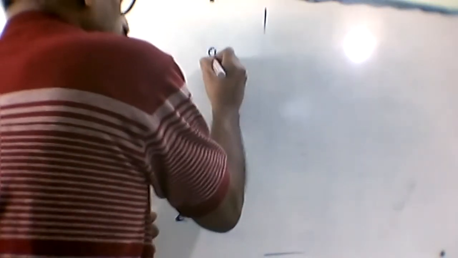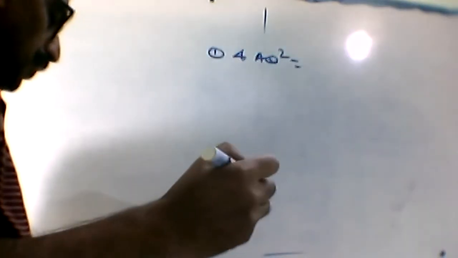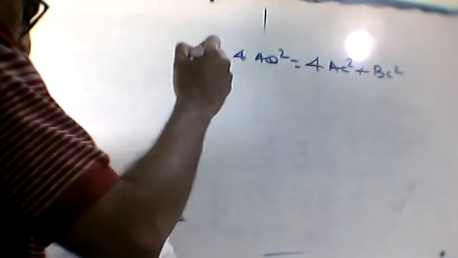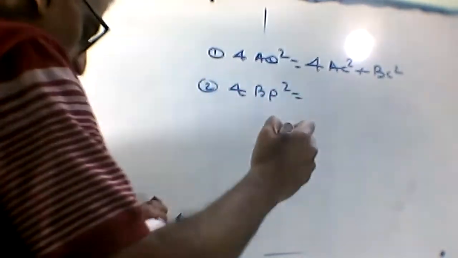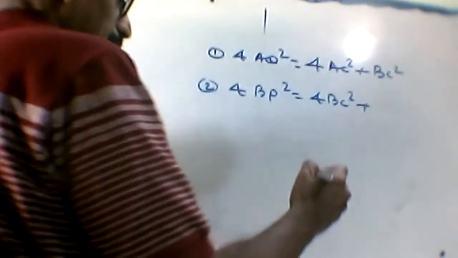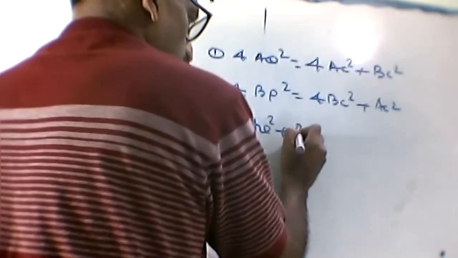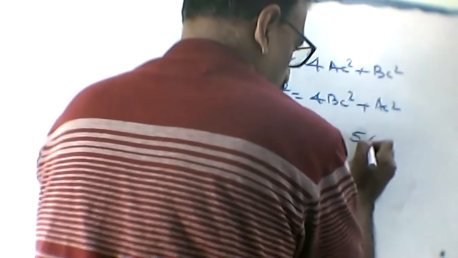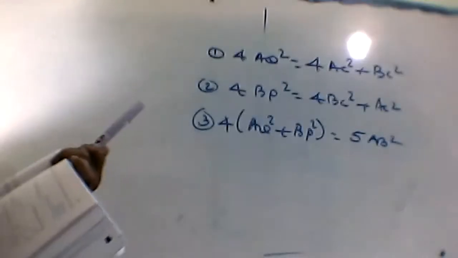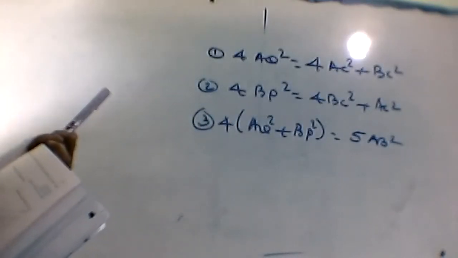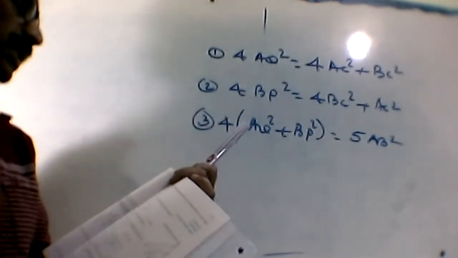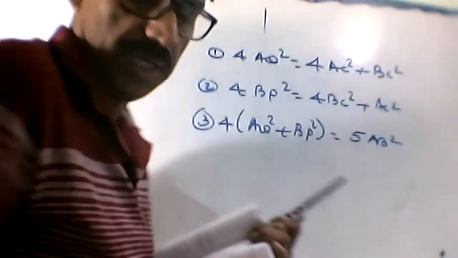I'll write here. Question number 1. 4AQ square equal to 4AC square plus BC square. 2. 4BP square equal to 4BC square plus AC square. 3. 4 times AQ square plus BP square equal to 5AB square.